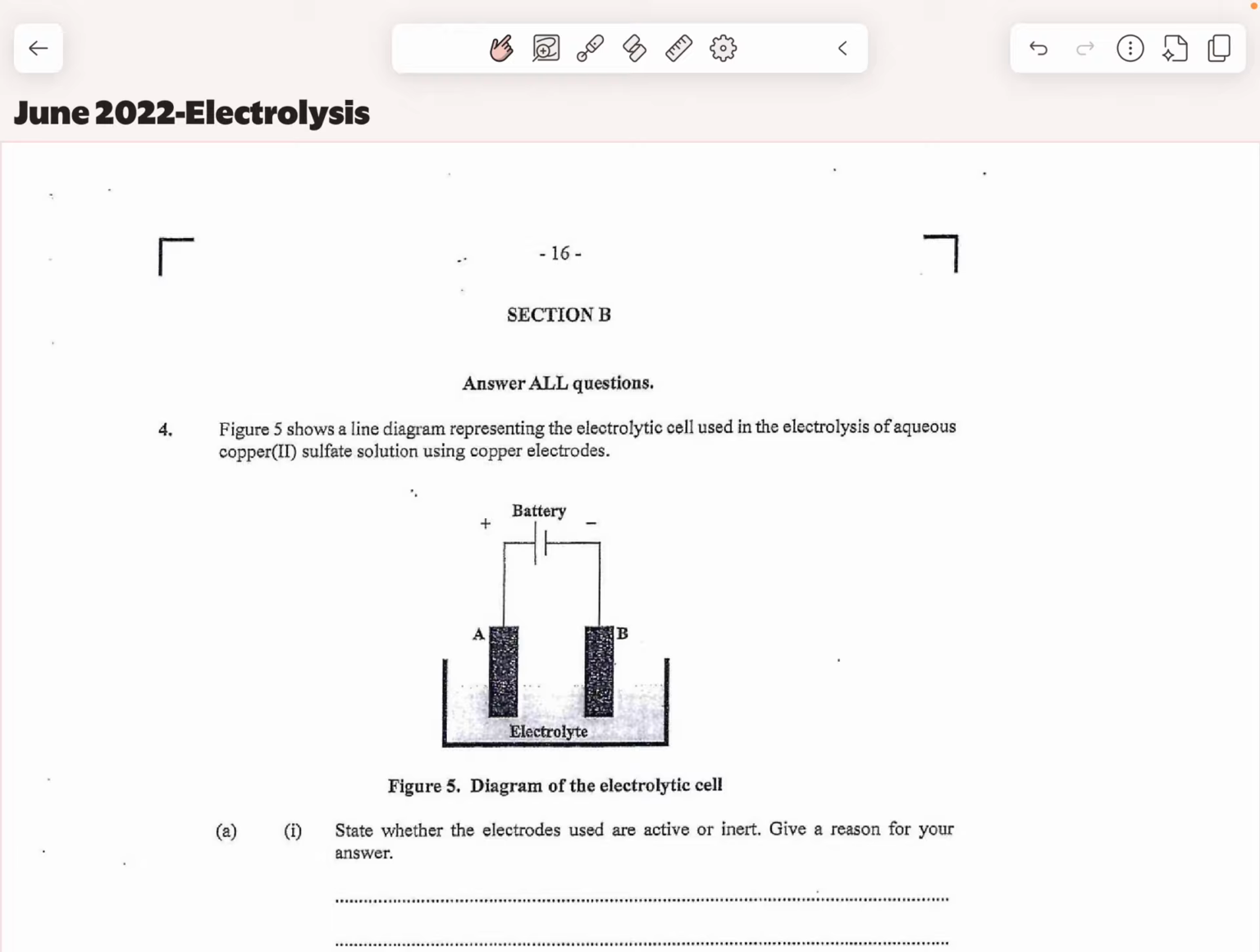Hello everyone, in this video I'm going to be explaining an electrolysis question taken from June 2022. So let us get started. Yes, so this question says figure 5 shows a line diagram representing the electrolytic cell using the electrolysis of aqueous copper 2 sulfate solution using copper electrodes.